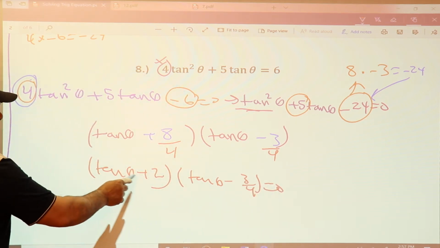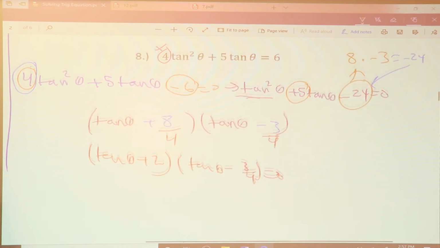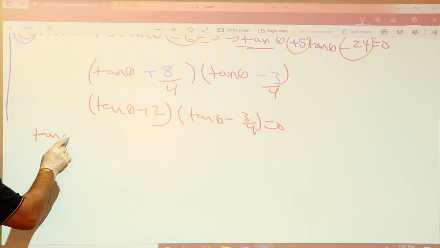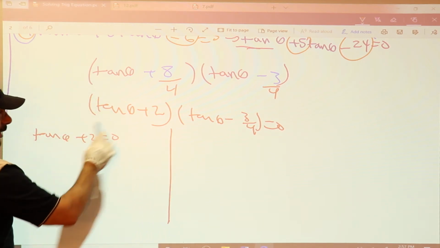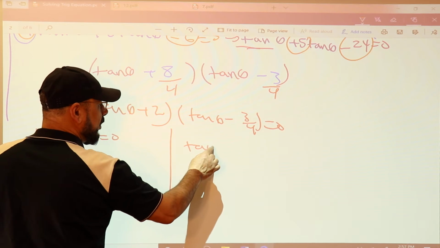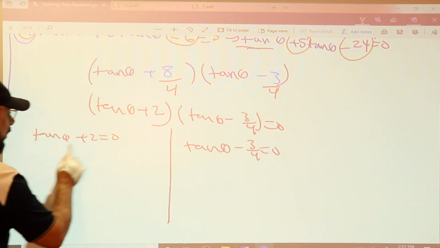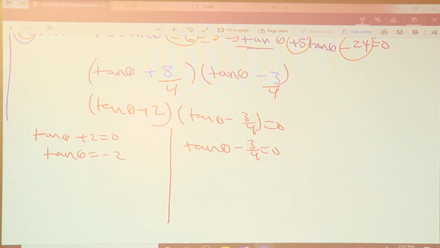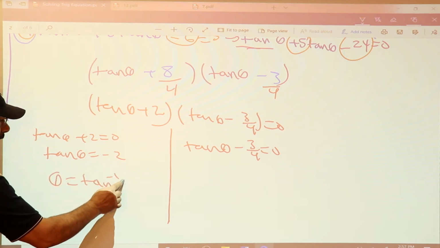Then I have two possible solutions. I'm going to take it one by one. I'm going to take tan theta plus 2 equals 0. Then after I finish this, I'm going to go to tan theta minus 3 over 4 equals 0. Moving this to this side, tan theta equals negative 2. Now, this means theta equals tan inverse of negative 2.